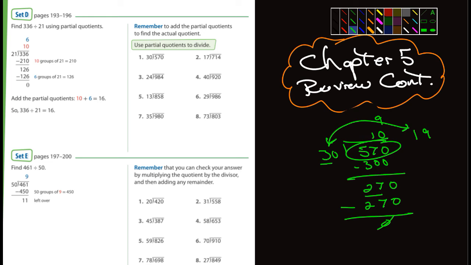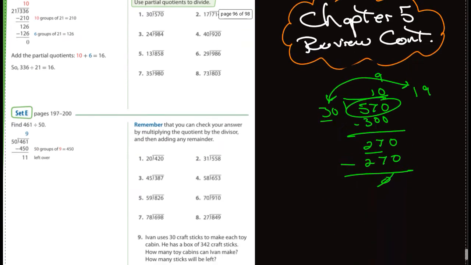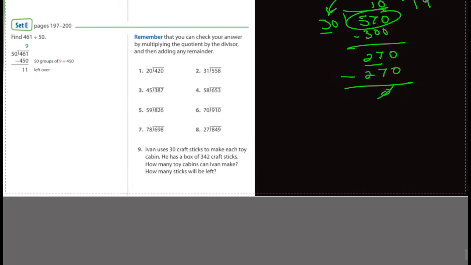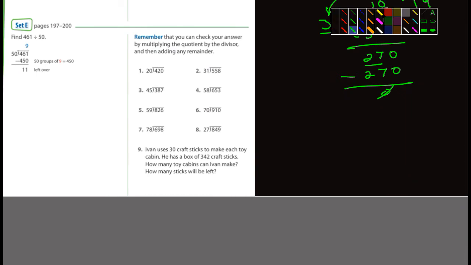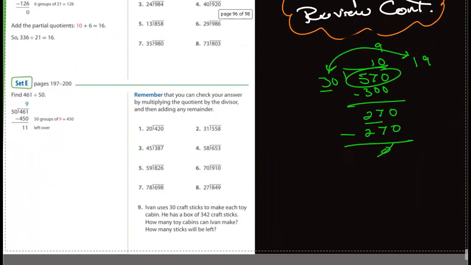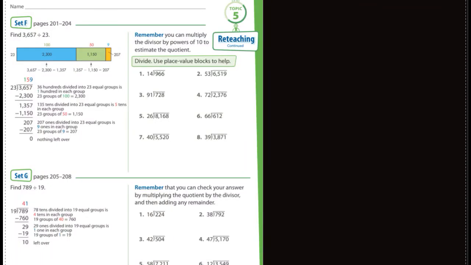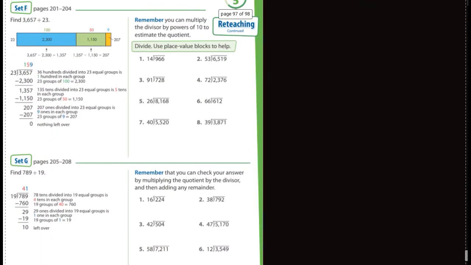Set E, let's see here, what are they talking about there? Yeah, just more division. You guys can do these. Set E, next page, set F, reteaching, more division.